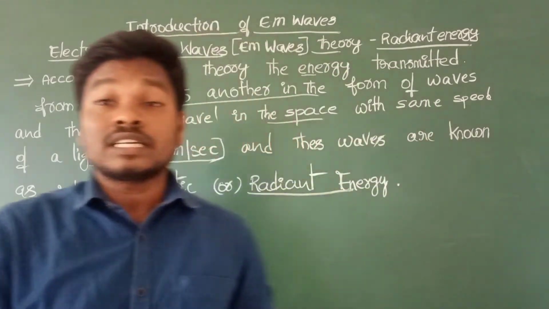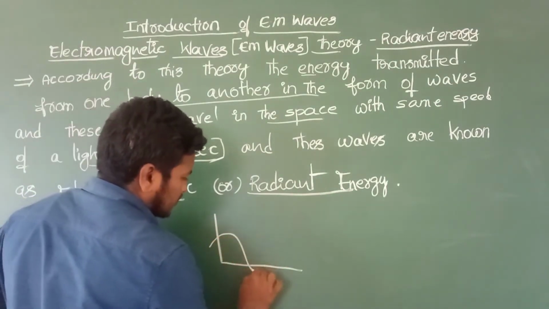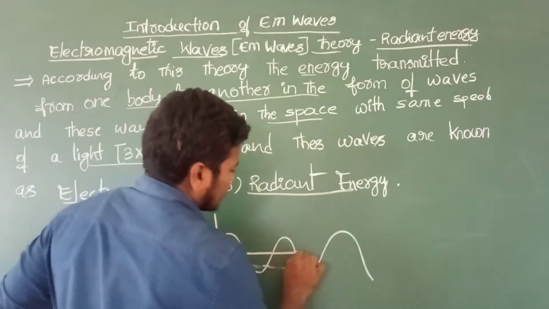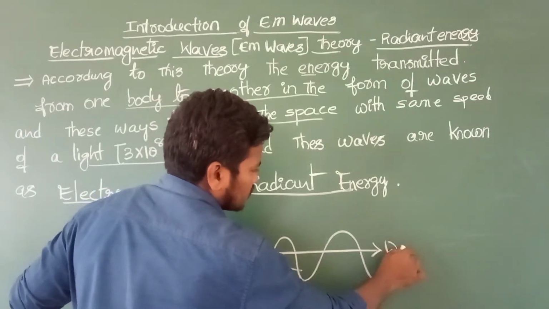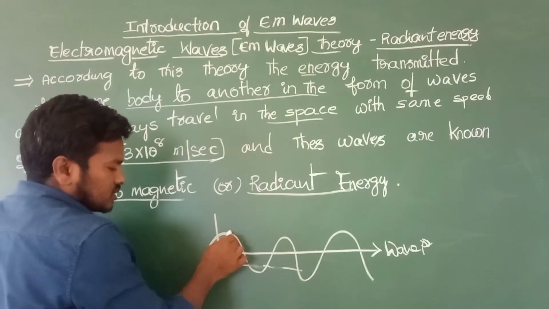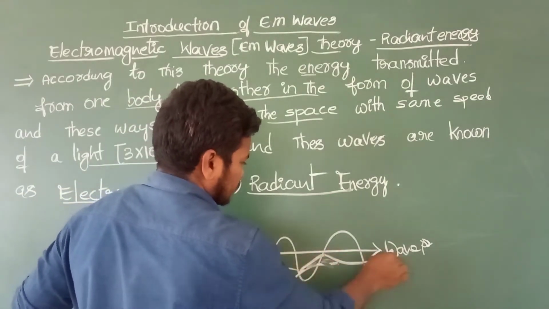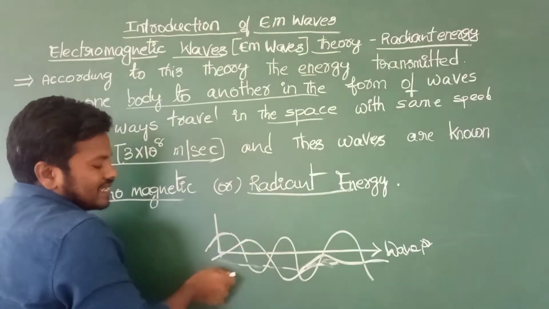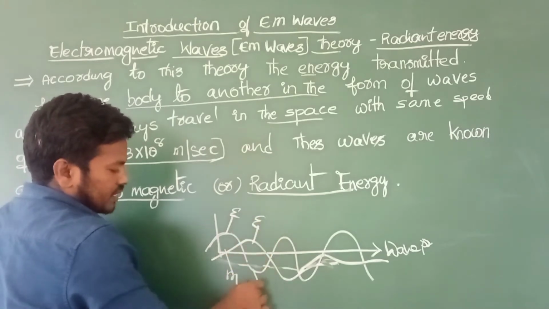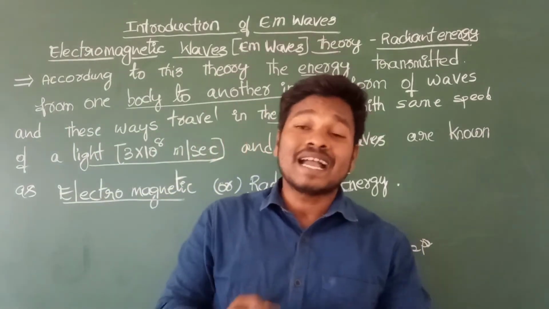An electric field and a magnetic field are associated with these waves. For example, consider this as the wave propagation. This is the electric field, and this is the magnetic field. They are associated in parallel: electric field, magnetic field, electric field, magnetic field, like this. That means if an electric field is there, definitely a magnetic field is there.